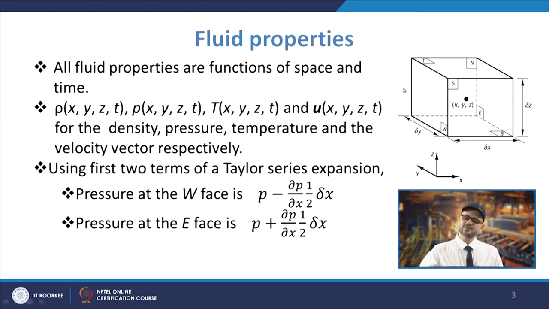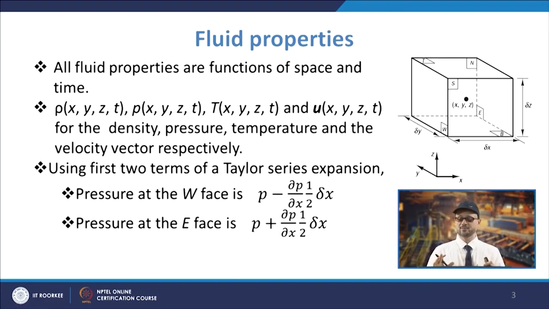So, if you take this face, that will be your west face on this side. On this face, if you take the pressure, if the pressure P is at this point x, y, z, then at this face it will be P minus dou P by dou x into half of delta x. Delta x is the length of the whole element, and this point is at a distance of delta x by 2 from the west face. So, it will be P minus dou P by dou x into half of delta x. Similarly, the pressure at the east face will be P plus dou P by dou x into half of delta x.